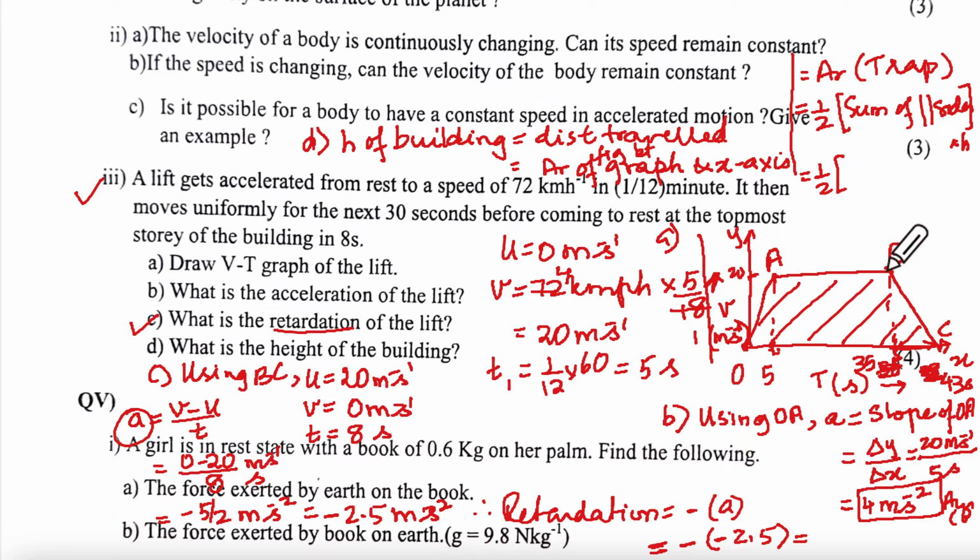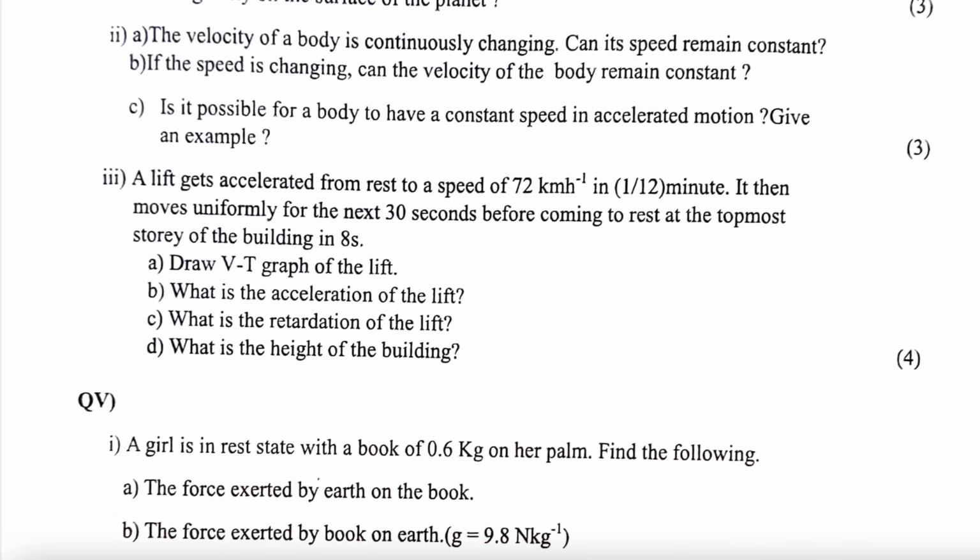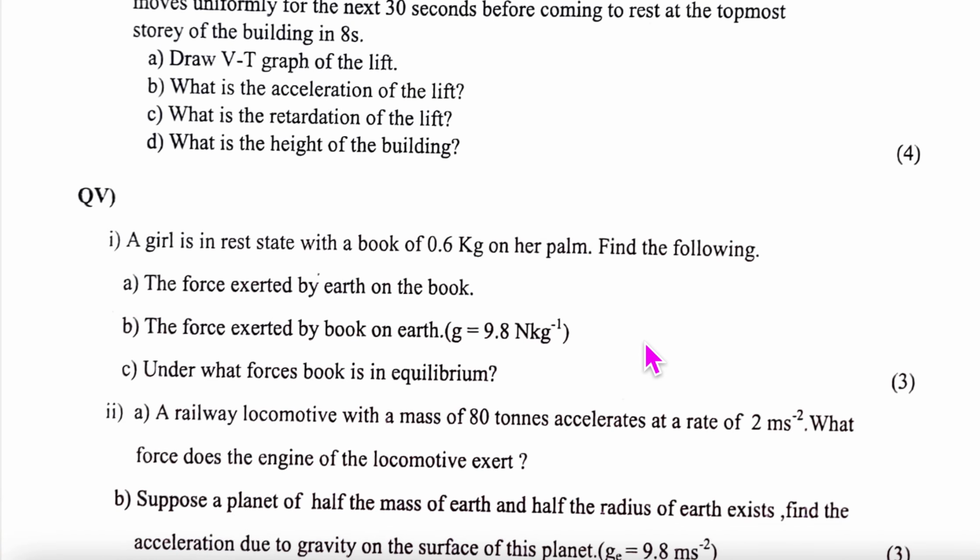So from here to here is 30, correct? Plus from here to here is how much? 43. Multiplied by how much is this vertical height? 20. So half of 20 is 10. That is going to be equal to what? 30 plus 43 is 73. 73 into 10. So 730 meter. Understood how this was? This was a little application here, but I think it was okay.